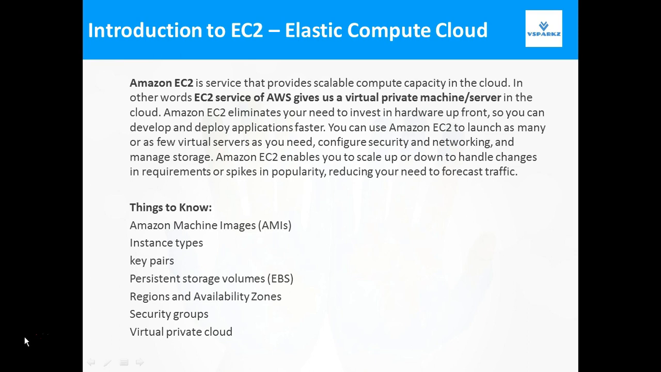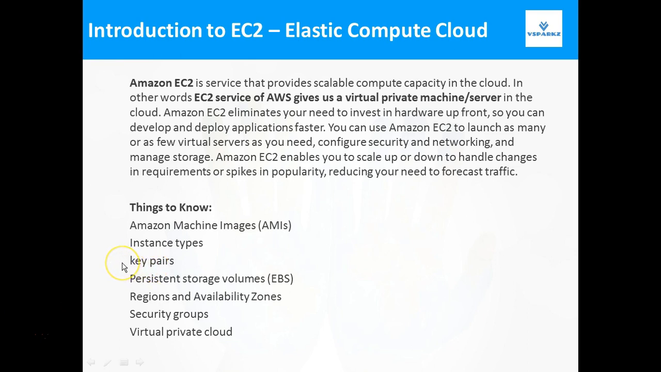Before creating EC2 instances, we should know some terminologies of EC2. The first one is Amazon Machine Images. AMIs are the pre-configured templates for your instances, and these AMIs include the operating systems and the additional software. Various configurations of CPU, memory, storage, network performance, capacity for your instances are known as instance types.